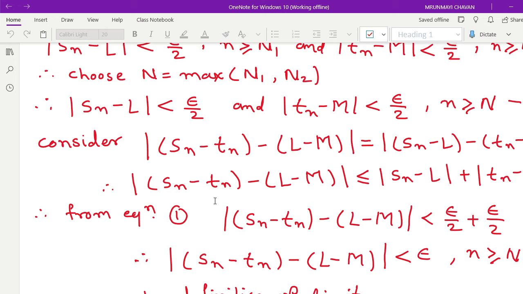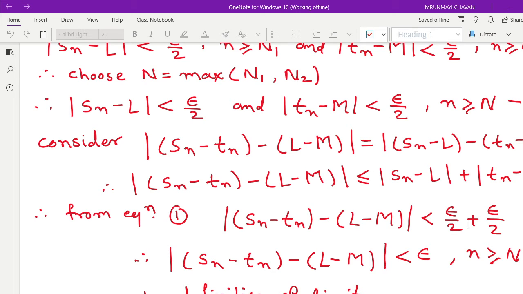this mod Sn minus Tn minus L minus M is less than, now this mod Sn minus L is less than epsilon by 2, which we have written in above equation 1, and mod Tn minus M is less than epsilon by 2, it is also written here in the above equation.